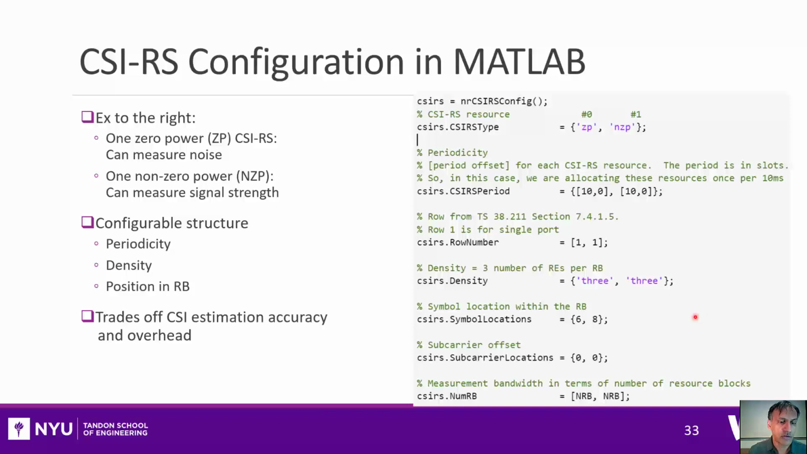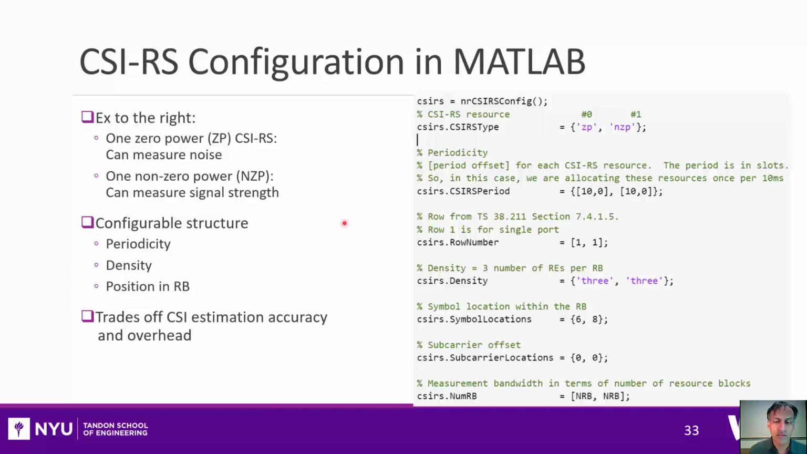First of all, there are two types of reference signals. The first are what are called zero power signals, where you can measure noise, and non-zero power signals, where there's actual signal, where you can measure the actual signal strength. If you take the ratio, of course, you get the SNR. Where exactly they go, though, is super configurable. The NR standard allows you to do virtually everything.